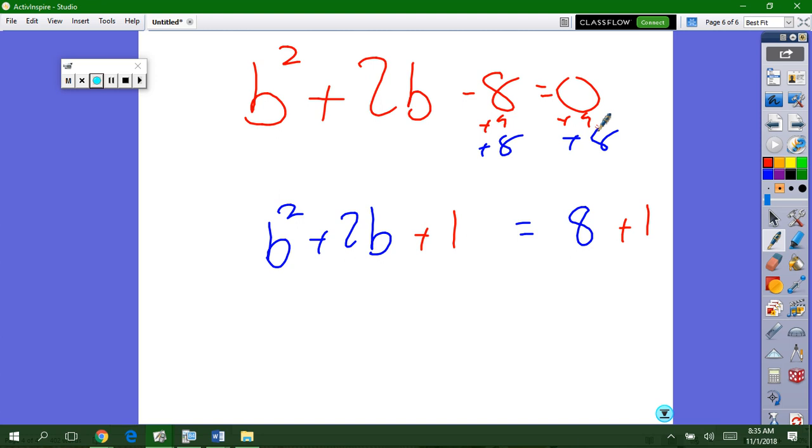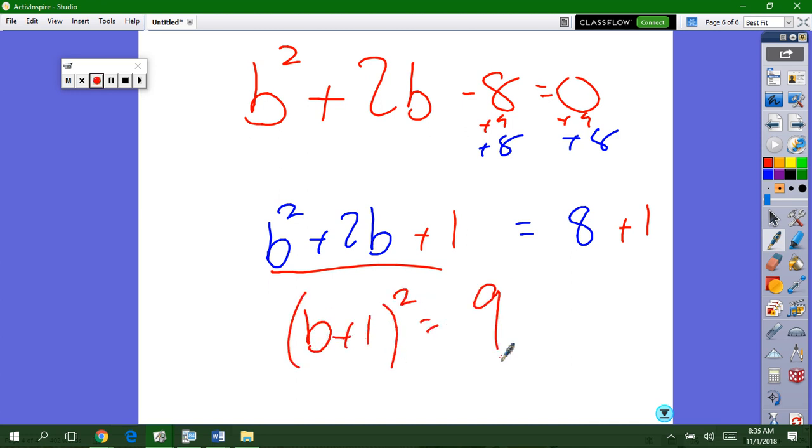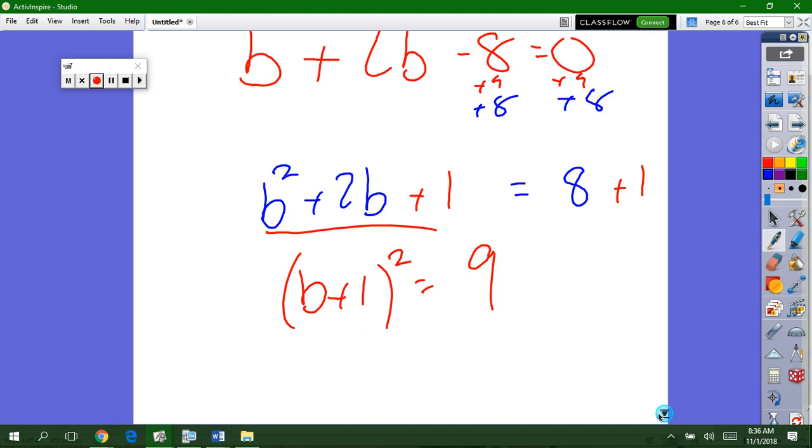Everybody with me? Any questions there? So what does this become? We can transform that into our binomial square, hence completing the square. I just completed the square. Now we're solving those very basic equations, right?